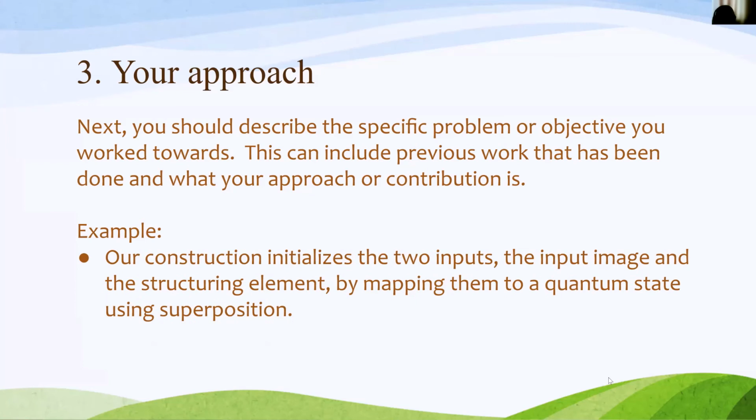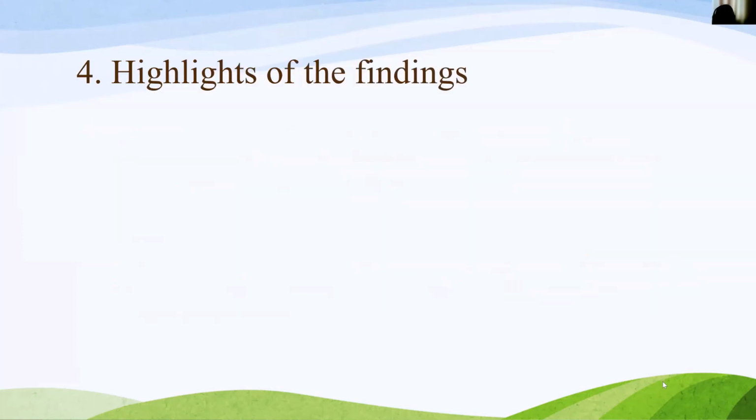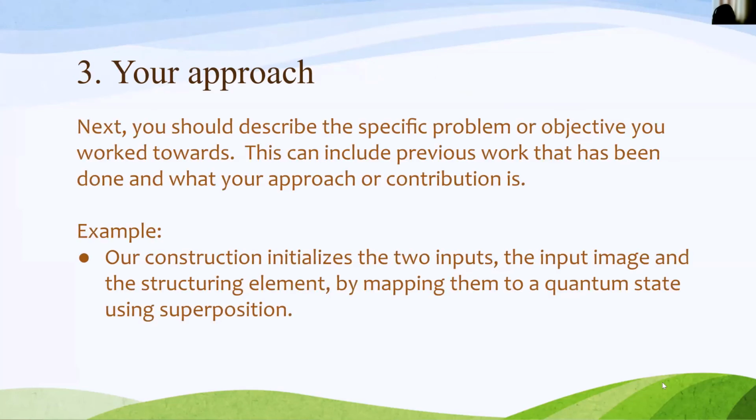In the example for the morphological operation, our construction takes the two inputs, the input image and the structure element, and maps them to a quantum state using superposition. In this case, we describe the job, or all the process we did, to explain our project. In image processing, we need two inputs. The input identifies certain specific shapes, and the shape, in this case, we call the structure element. And what is the different thing? We modified it into a quantum state using superposition.